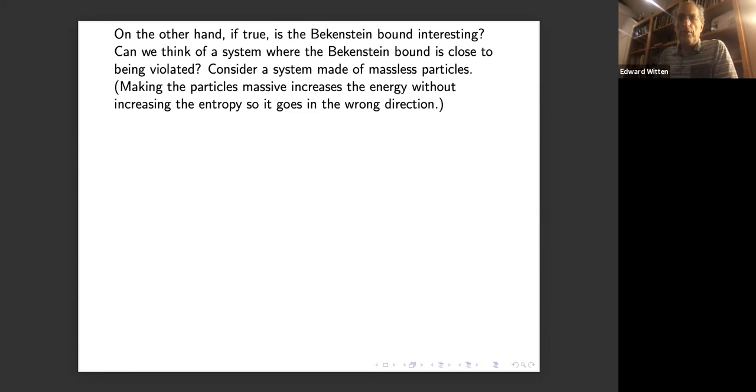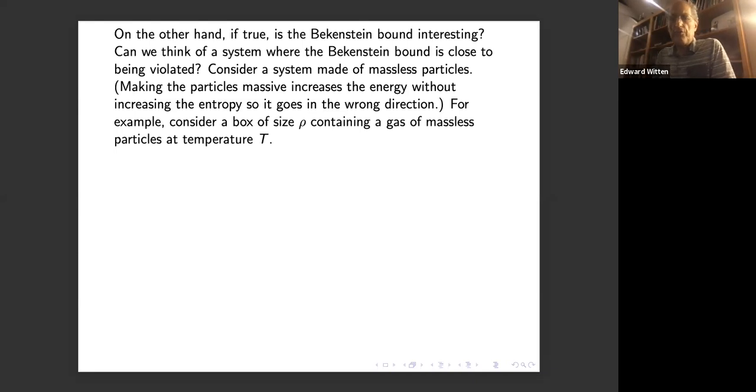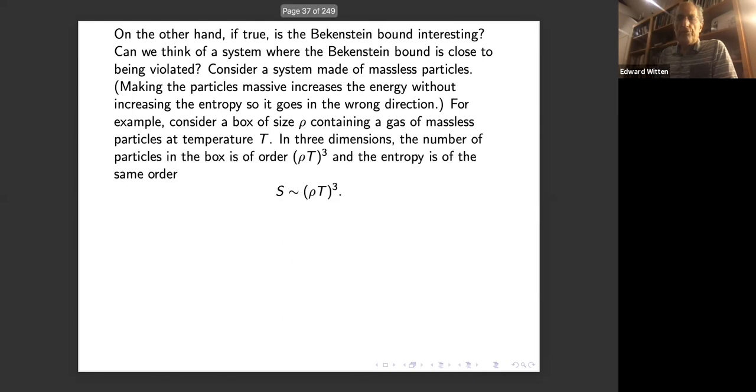Consider a system made of massless particles. Well, if the particles are massive, that increases the energy without increasing the entropy, so it goes in the wrong direction. It makes the Bekenstein bound more trivial. But suppose we have massless particles. For example, consider a box of size rho that contains a gas of massless particles at temperature T. In 3 dimensions, the number of particles in the box is of order rho T cubed, and the entropy is of the same order. S is rho T cubed times a dimensionless number, which depends on how many particle types there are. On the other hand, the energy is rho cubed T to the 4th, again times a universal constant that doesn't depend on rho or T.